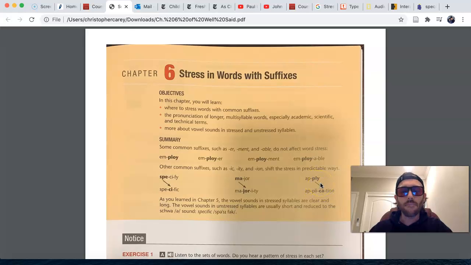Apply, application. So these do affect word stress, and the stressed syllable changes, it moves over, and we'll look at those predictable ways in this chapter.